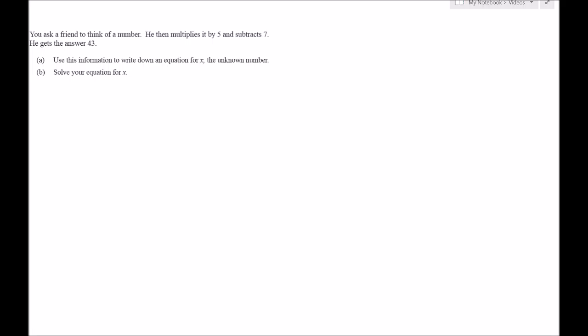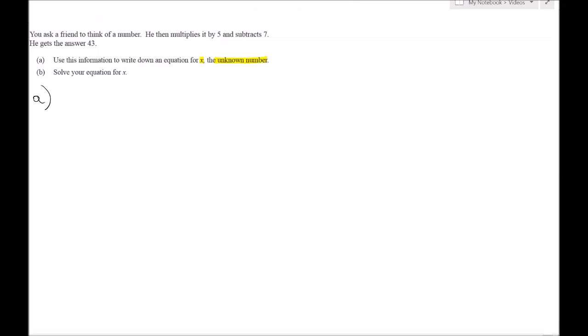Then another thing you have to be able to do with linear equations is actually make them, like get yourself an equation from a word problem. So for example, you ask a friend to think of a number, then he multiplies it by 5 and subtracts 7. He gets the answer 43. The first question, use this information to write down an equation for x, and x is the unknown number. So x is going to stand for the unknown number.